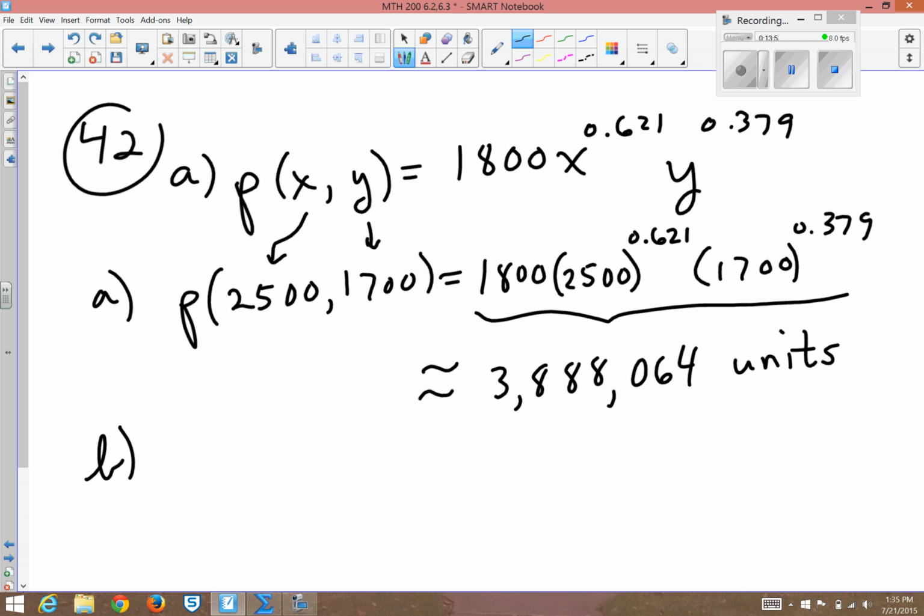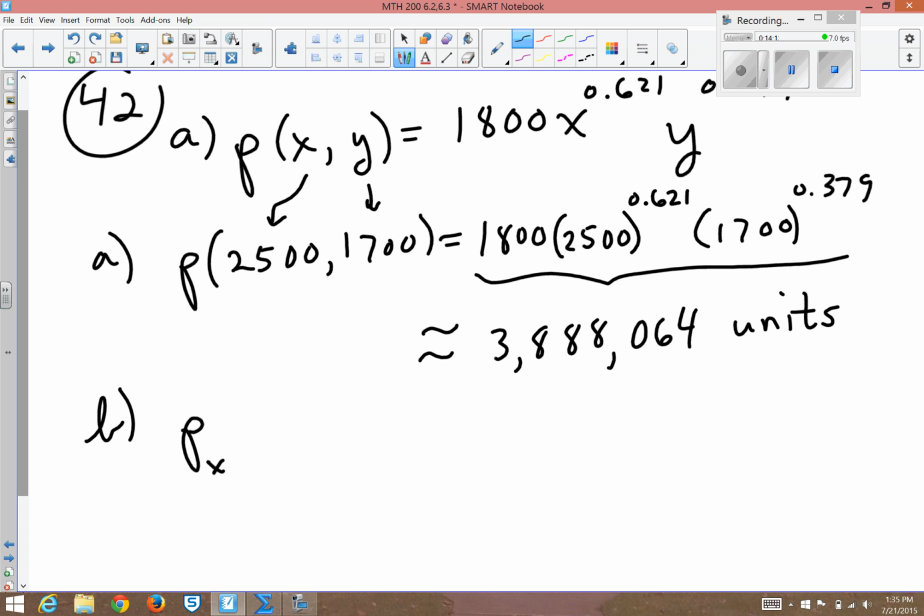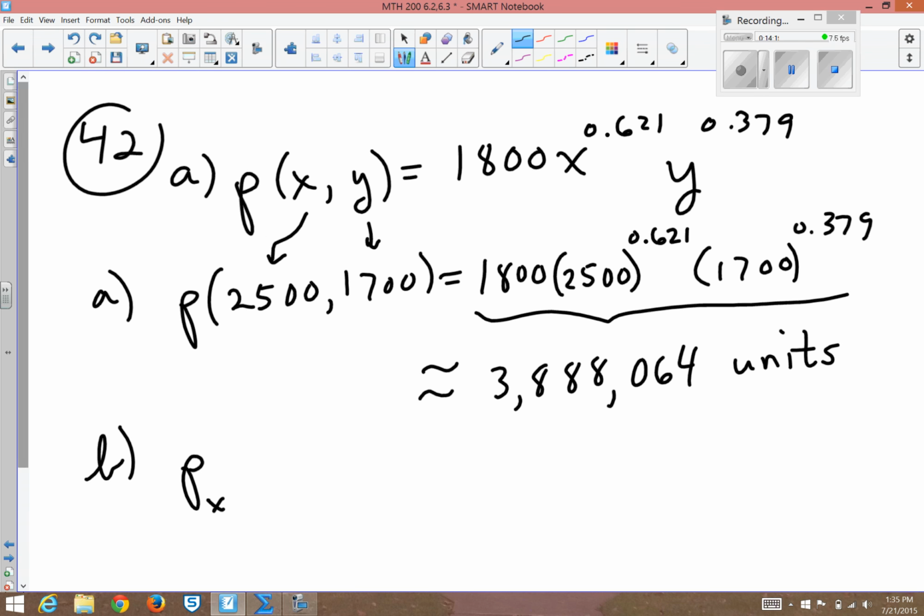Part B, find the marginal productivities. Marginal productivity means the productivity subscript X, and also after we find that, we're going to find productivity subscript Y. When I say subscript, I mean the partial derivative with respect to X. X is units of labor. So when we find the partial derivative of this function with respect to X, that means the Y we're going to pretend is a constant.